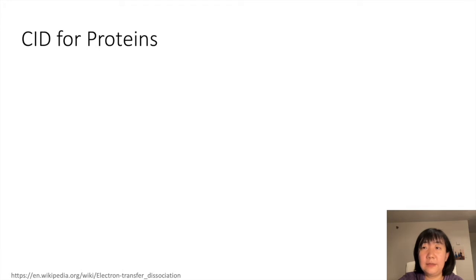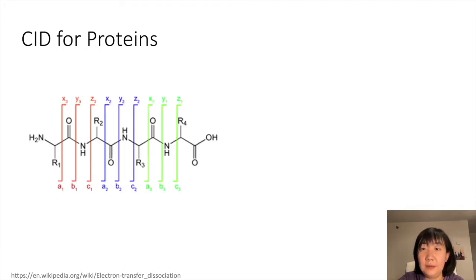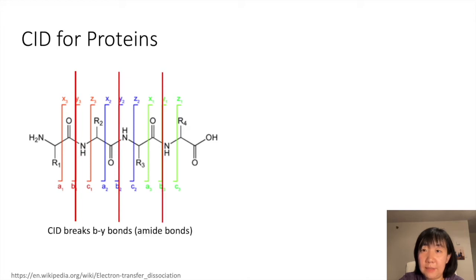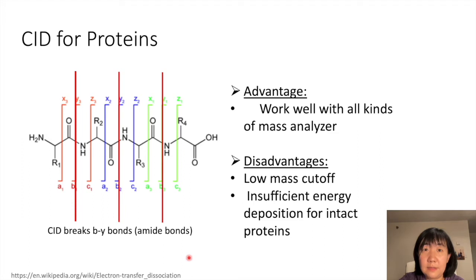So how does CID perform with proteins? CID can fragment peptides and small proteins well. Typically, it breaks amide bonds to obtain b and y fragments. The amide bond is the weakest bond on the backbone of the protein. CID can also break some side chains and cut off some neutral losses. CID does have advantages. It works well with all kinds of mass analyzers. Of course, the energy is different according to the analyzer, but there are enough choices.